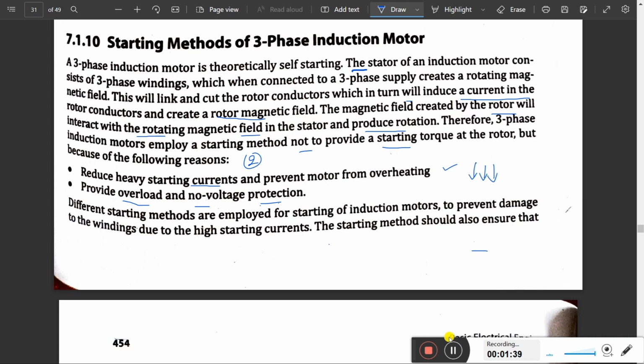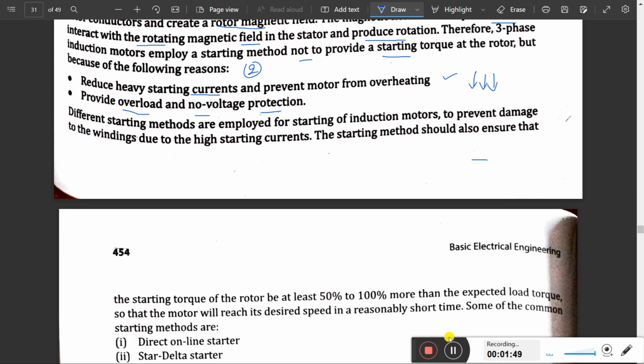Different starting methods are employed for the starting of induction motor to prevent damage to the winding due to high starting currents. The starting method should also ensure that the starting torque of the motor is at least 50% to 100% more than the expected load torque, so that the motor will reach the desired speed in a reasonably short time. Some of the common starting methods.